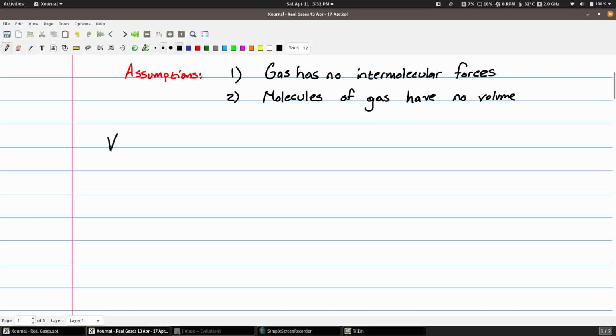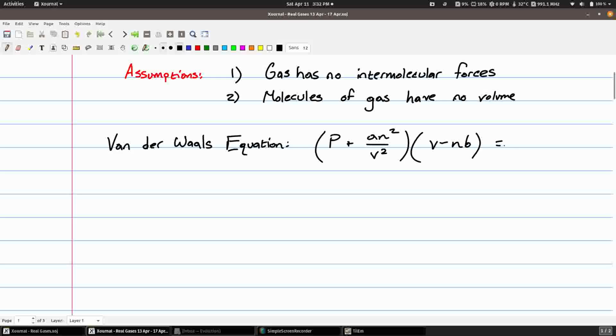So that's when we would use the van der Waals equation, which looks very similar to the ideal gas law, but it takes into account two different properties. So you have P plus a n squared over V squared, times V minus nb, equals nRT. If you look at the ideal gas law, you have P times V equals nRT. So you're just adding in these two things, and the minus nb.